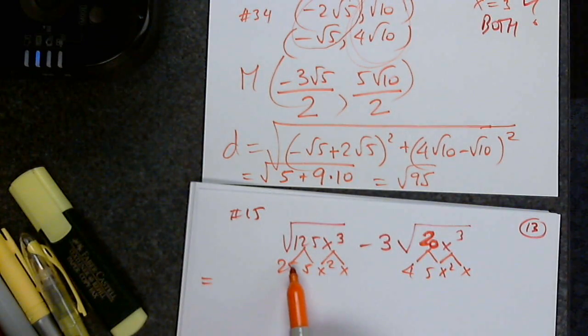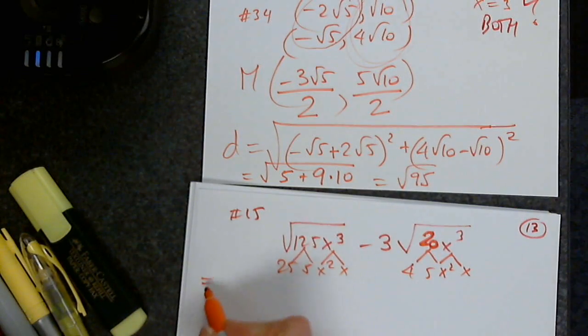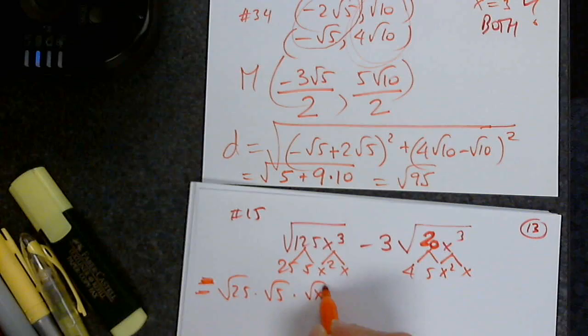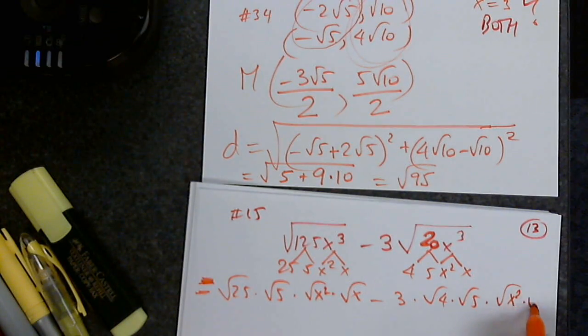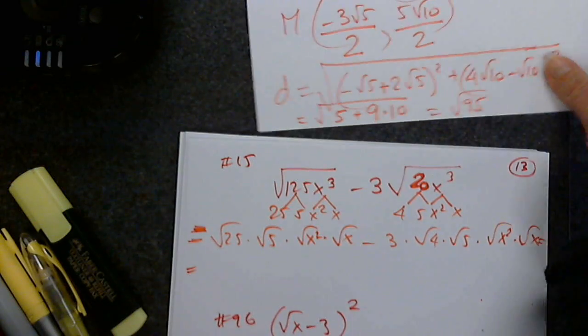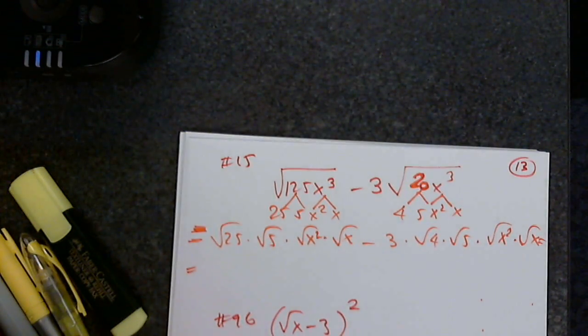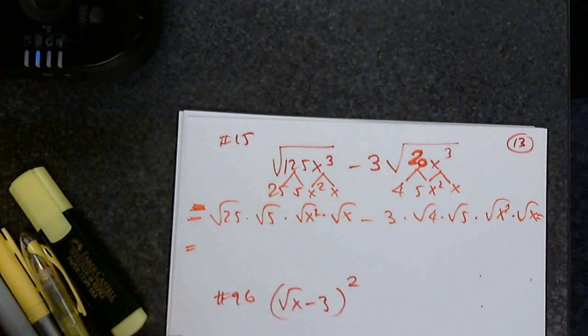Now, again, the same thing. So now you can rewrite it if you want to as the square root of 25, the square root of 5, the square root of x squared, the square root of x, minus 3 times the square root of 4 times the square root of 5 times the square root of x squared times the square root of x, if you want to. If it's easier for you, you can do that. So then, the simplified form of the first expression. 5x. Very good. Square root of 5x.